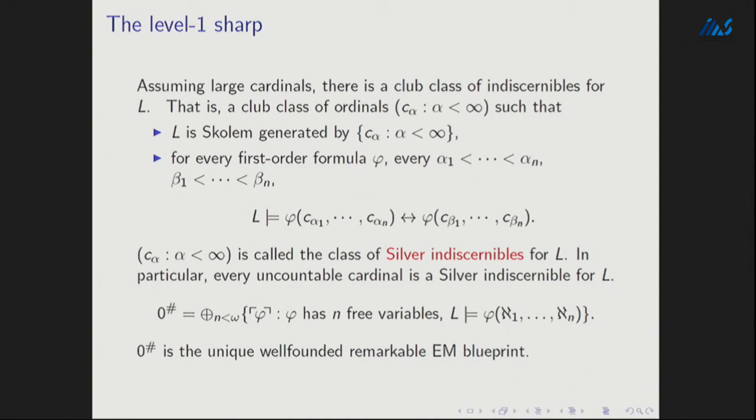And from that we can extract a real number, zero sharp, which is the theory of finitely many of those indiscernibles. Oh, by the way, in particular, every uncountable cardinal must be one of those indiscernibles. So zero sharp itself is a large cardinal axiom which asserts the existence of a well-founded, remarkable EM blueprint which gives an elementary embedding from L to L. So from descriptive set theory, we need the EM blueprint definition of zero sharp, because we will need the EM blueprint formulation to get a nice coding of ordinals up to U omega.